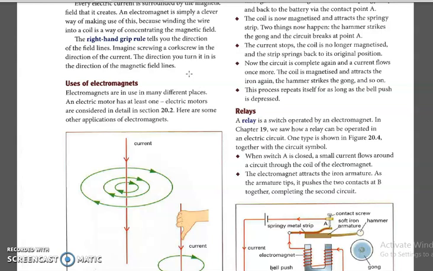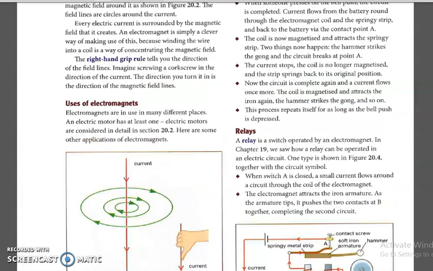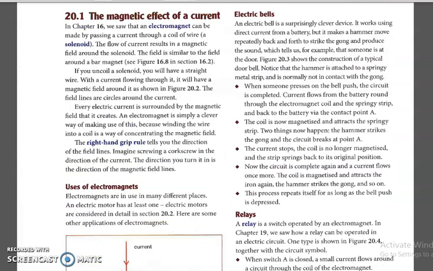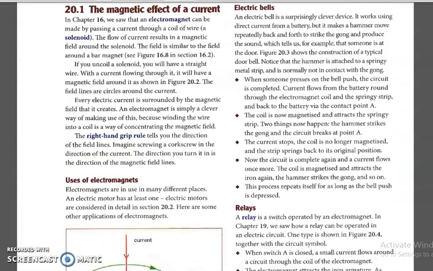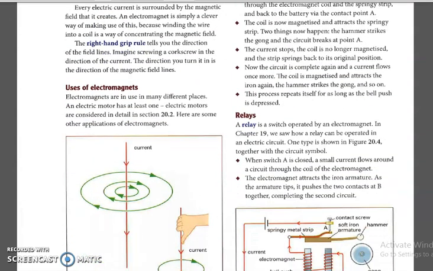In the 8th or 7th standard, we have studied about the electric bell, that is how we are using an electromagnet and how it functions. So first is about an electric bell. This is the structure of an electric bell.